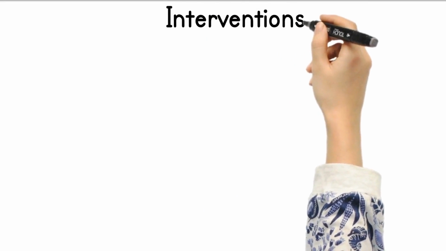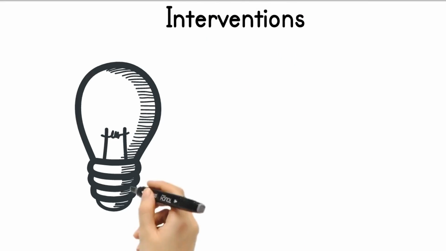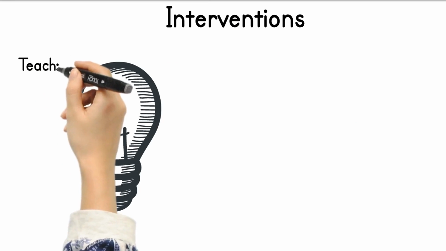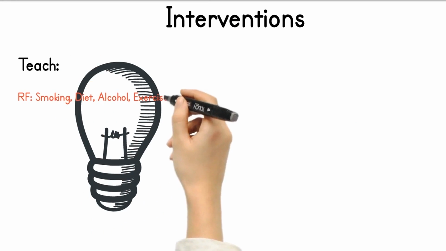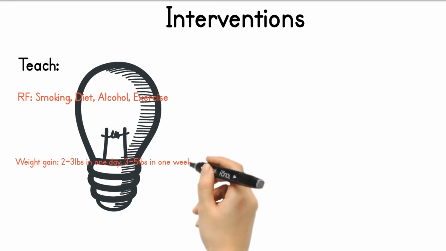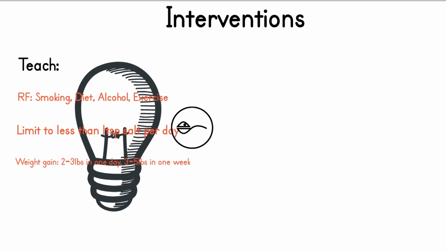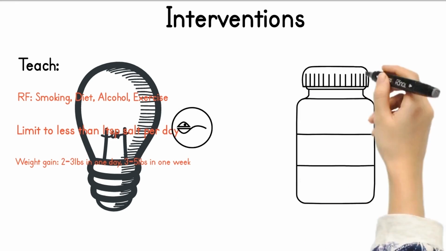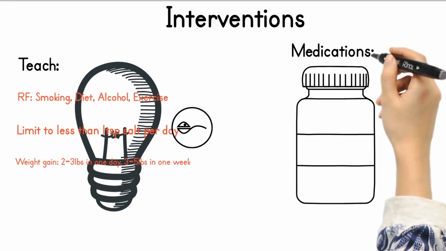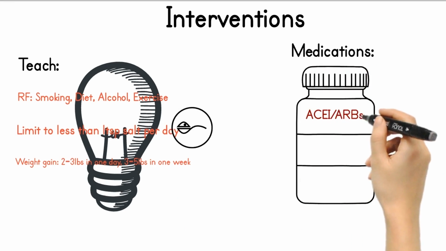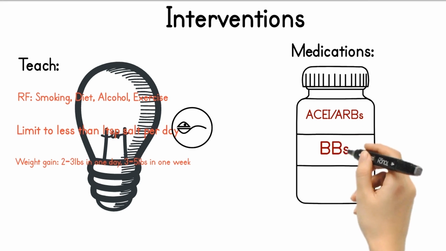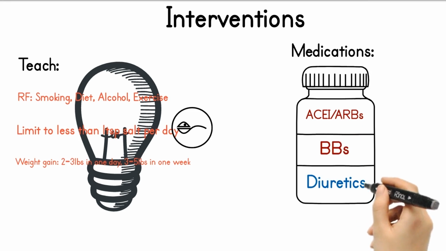Interventions. There are different stages of heart failure, ranging from mild to moderate or stages A through D. Interventions are based on what stage of heart failure the patient is in, and here we will just discuss a general overview. One of the most important interventions is to teach about controlling or limiting risk factors, such as smoking, diet, alcohol, and exercise. It is recommended for many patients to follow a reduced sodium diet.